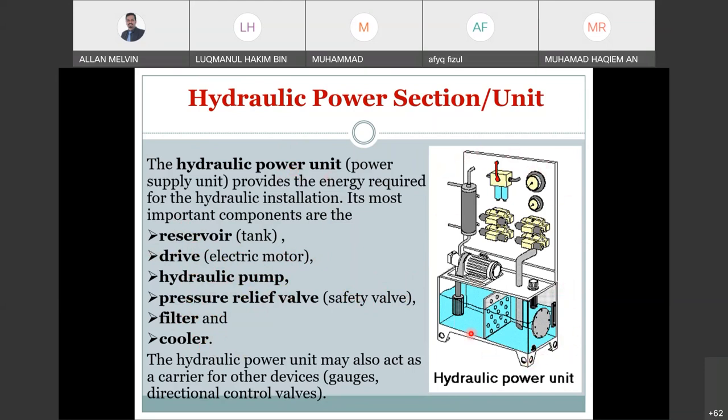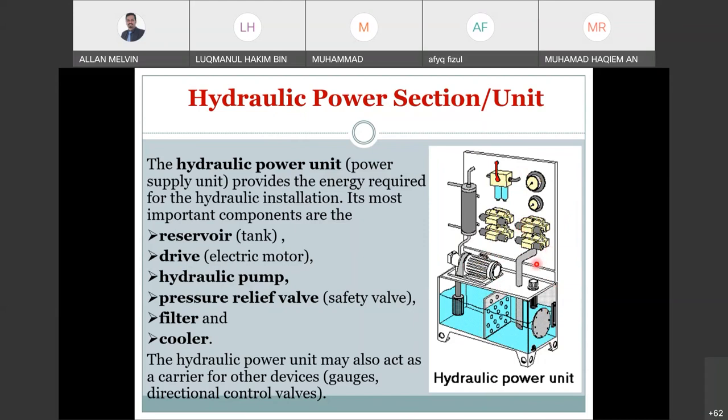This is a power unit. Everything is there. This one we do have in the mechatronic system design lab. But we didn't get to use it since it's online, so we just need to run with simulators.